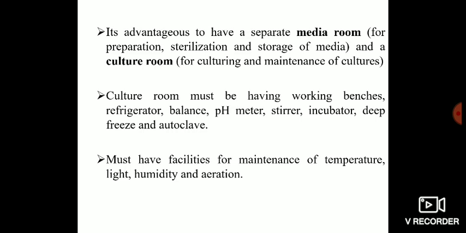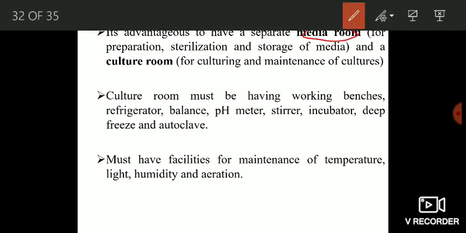In some cases, it has been found quite advantageous to have two separate rooms. One is known as the media room, which is meant exclusively for preparation, sterilization, and storage of media. Another one is known as the culture room, which is meant exclusively for culturing and maintenance of cultures. The culture room must have enough working benches where we can work. It should have refrigerators where we can preserve our samples. We should have a balance, pH meter, stirrer, incubator, deep freeze, and autoclave. All these equipments are in one way or another essential. They are vital to us and they should all be present in the culture rooms.